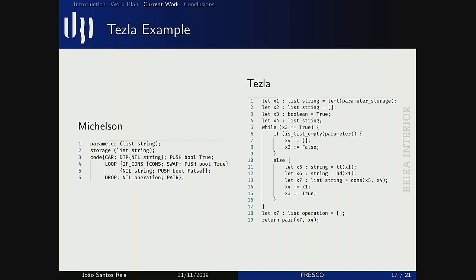Tesla actually doesn't have a concrete syntax. This is a syntax that I made up for this presentation, so it would be nicer to show than the abstract data type. This is a simple contract where it has some loops, but actually what it does is it has a parameter that is a list of strings, and it sends back that parameter. So if you see here, let's say this is the pair of the parameter and storage. Its value is stored in x1, and if x1 is empty, then x4 is the empty list. If not, x4 is x1, that is the parameter, and it returns x4 as the parameter or the empty list, but only in the case where the parameter is actually empty.